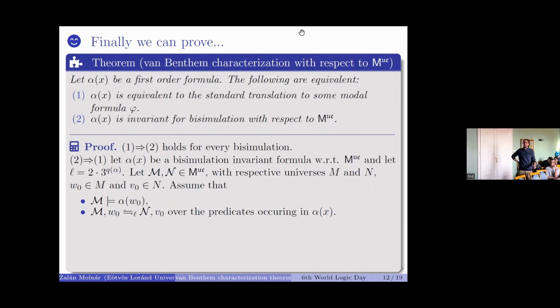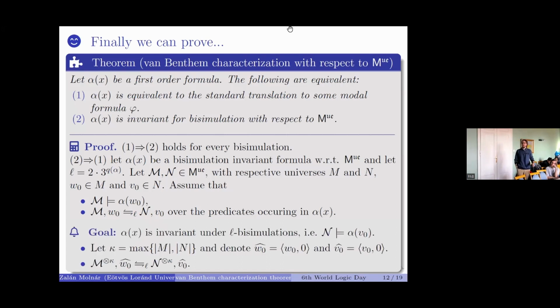And we assume, moreover, that M satisfies this alpha formula at w0, and that they are bisimilar up to model depth L. This is a notion that I didn't want to overburden the notation and the definition with, but it is something very similar to quantifier depth n, but here we talk about model depth n. And the strategy is that we will show that it is enough to prove that alpha is invariant under L-bisimulations.